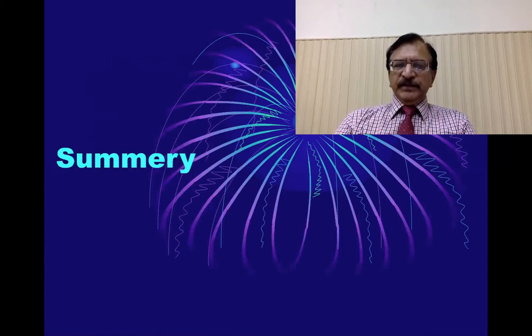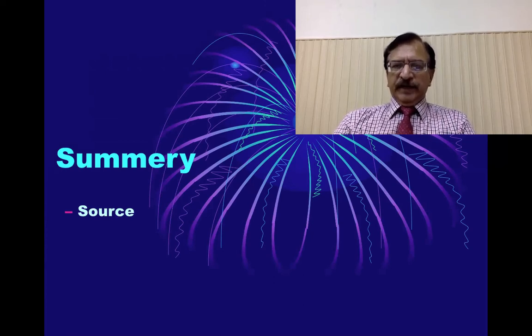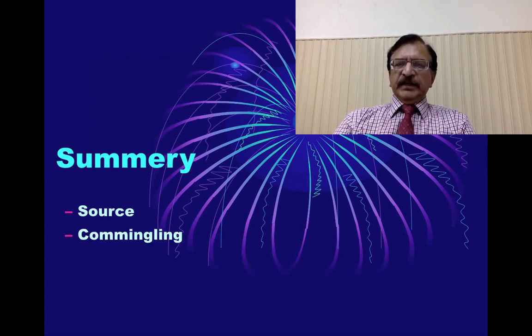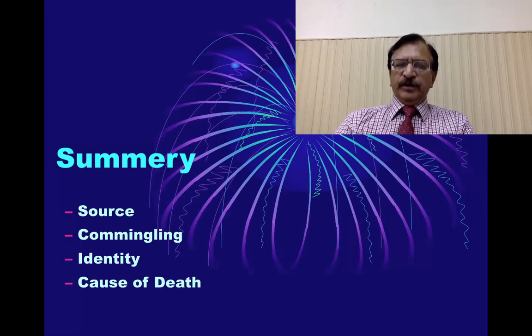So the summary of this lecture is that first, in a mutilated fragmentary remain, we will try to establish the source. We have learned that. We will find out if there is commingling, mixing of the body parts, and try to conform into one body. Then identity and the cause of death are the most important objectives, and time since death.